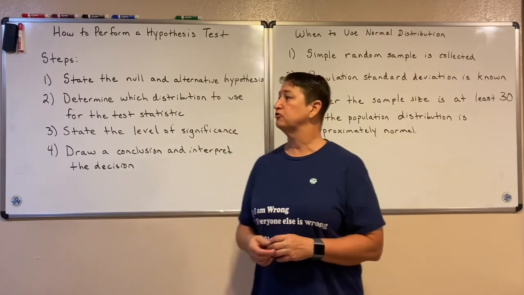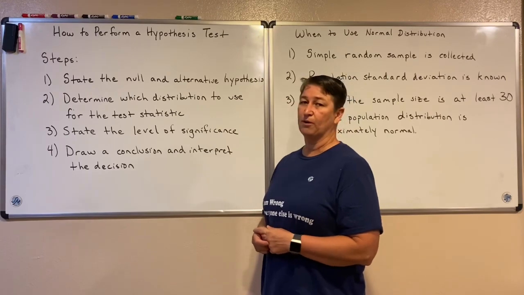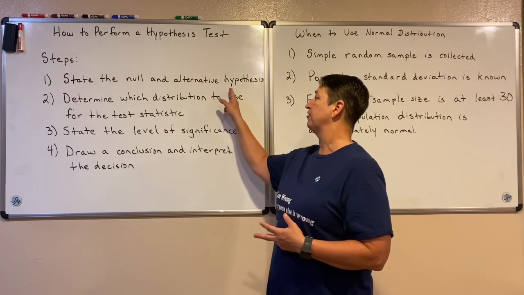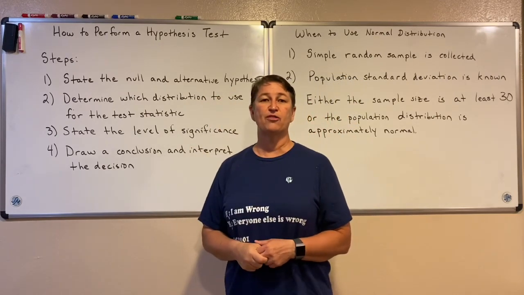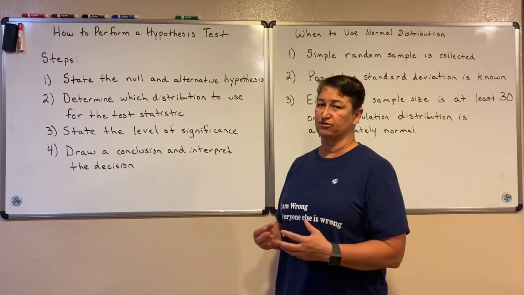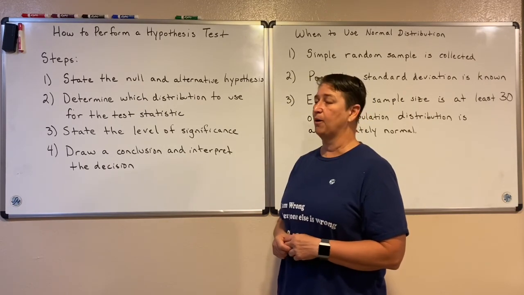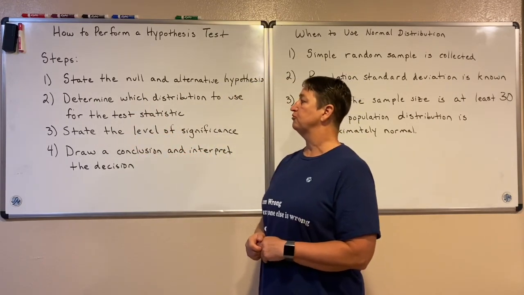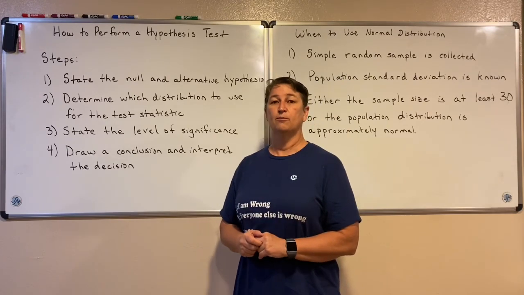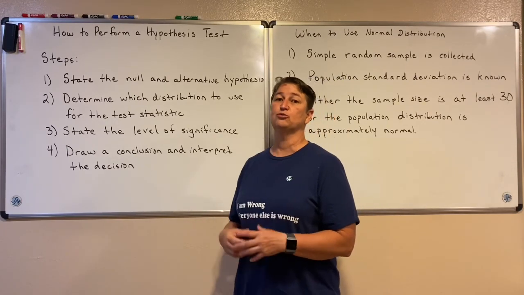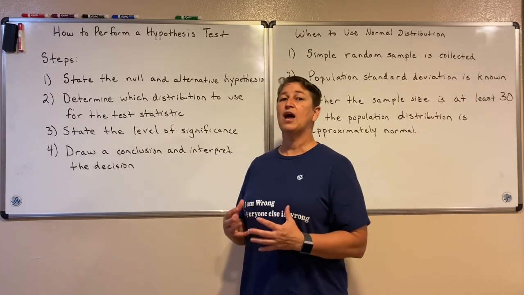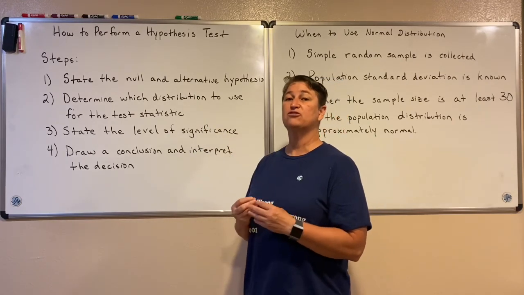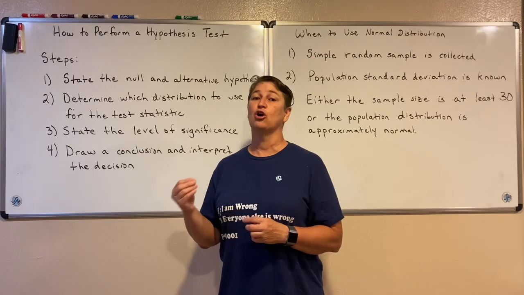So first, the steps that we're going to use to perform a hypothesis test. First, we're going to state our null and alternative hypothesis. Remember that the alternative hypothesis is that research hypothesis, that hypothesis we have about the population parameter. Then we're going to determine which distribution to use for the test statistic. Can we use a normal distribution? Do we need to use a student t distribution? What type of distribution are we going to use for our test statistic? What type of distribution does that test statistic belong to?